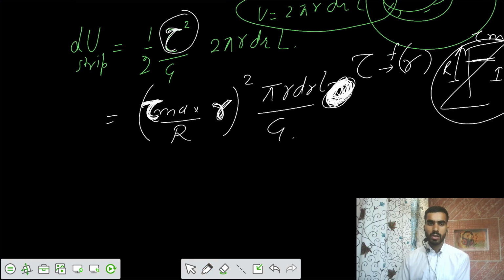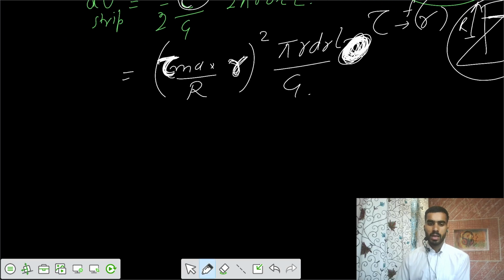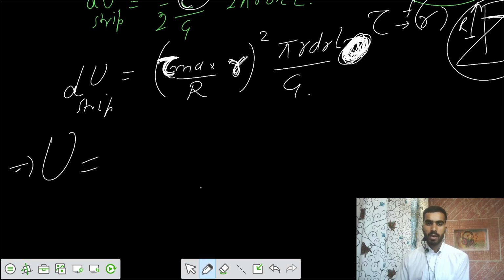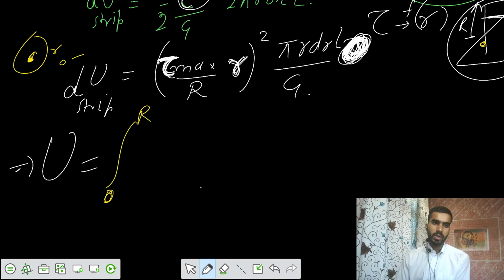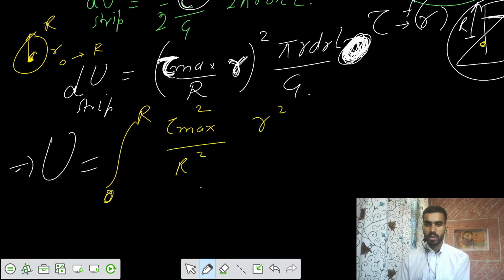So did you get it? This was the main part of the derivation. Now if you take the overall strain energy stored in the entire shaft, you integrate from 0 to capital R, since the value of r can be from 0 up to capital R. So you have tau max, squared, divided by R square, and there is one more term, pi r square dr L by G. So you got this equation now.